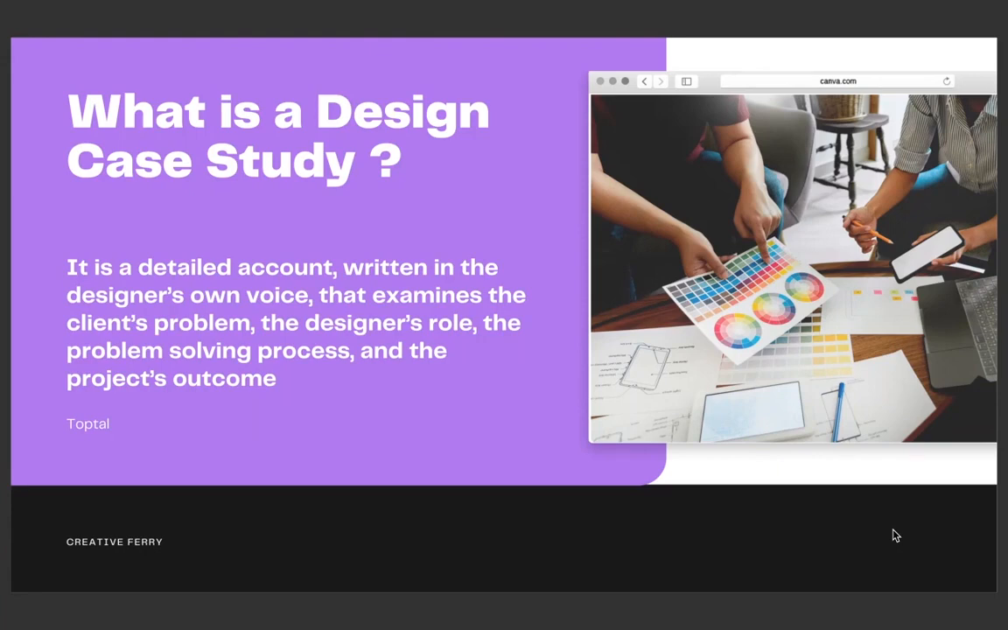Okay, it examines the client's problem, so take note of that, the client's problem, the designer's role, like what was your role in that project, the problem solving process, all the processes you took in solving that particular problem that they had at the initial phase of the project, and then the project's outcome. So let's take note of those keywords.